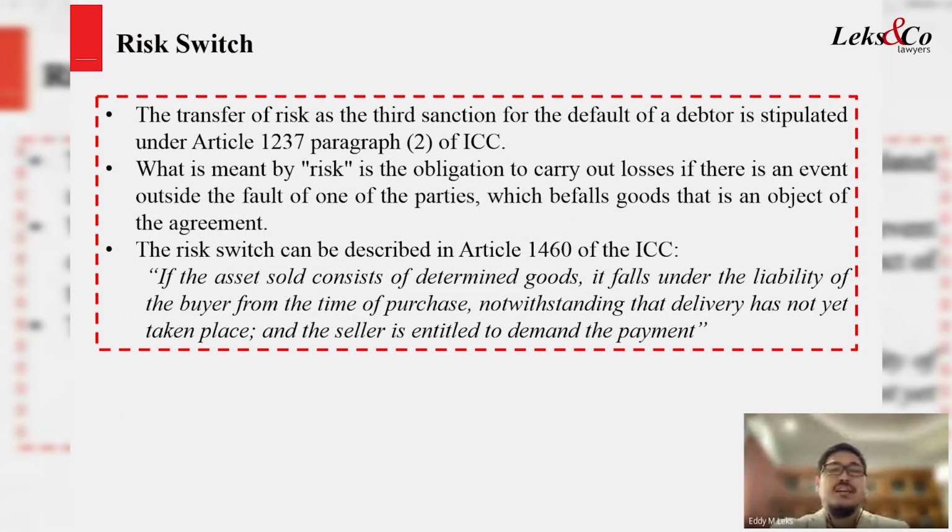The transfer of risk as a third section. What is meant by risk is the obligation to carry out losses if there is an event outside the fault of one of the parties, which befalls goods that are an object of the agreement. The risk assignment can be described in Article 1460. If the asset sold consists of determined goods, it falls under the liability of the buyer from the time of the purchase, notwithstanding that delivery has not yet taken place and the seller is entitled.